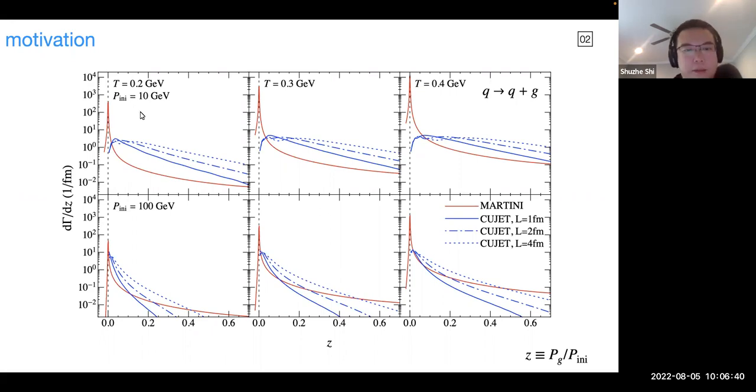And if you move from left to right, one can see the difference in the temperature dependence. So when we go from 200 MeV to 400 MeV, the relative difference between the red and blue lines is different. So this tells us that these two models take fundamentally different splitting rates for the gluon emission process. And again, eventually, after fitting the parameters, they look the same. So the question is, are these two models discriminable in observables other than the charged hadron RAA?